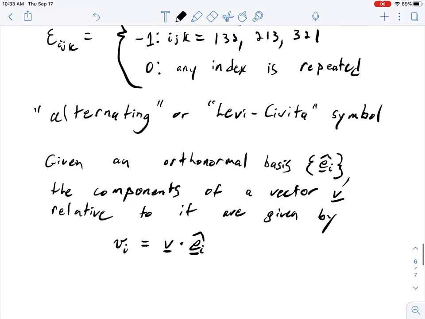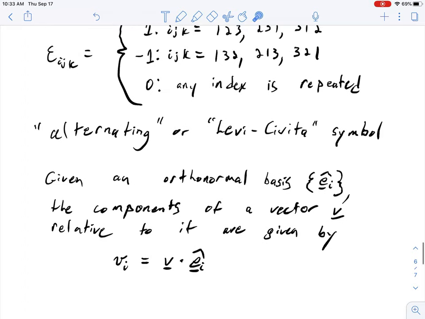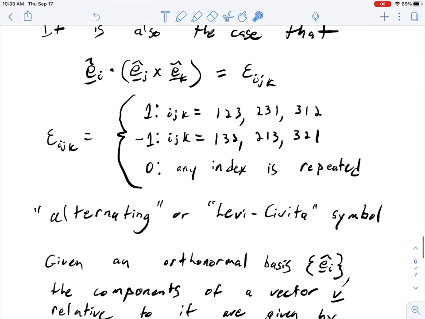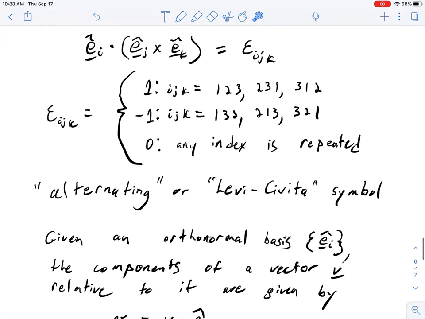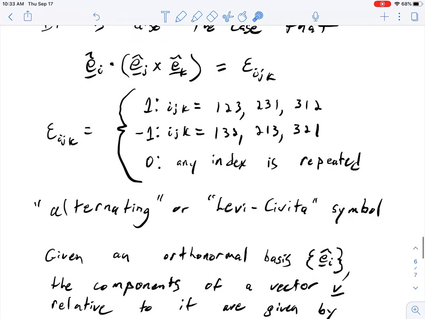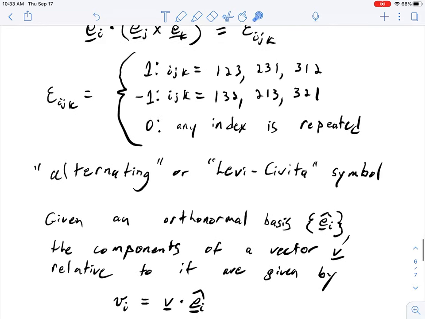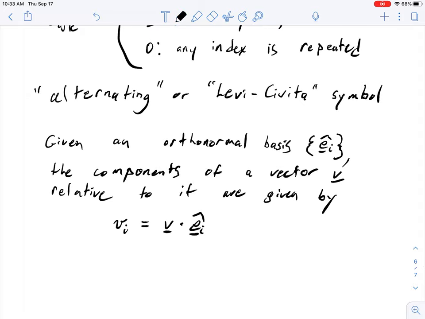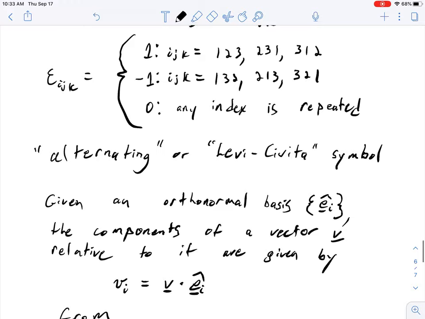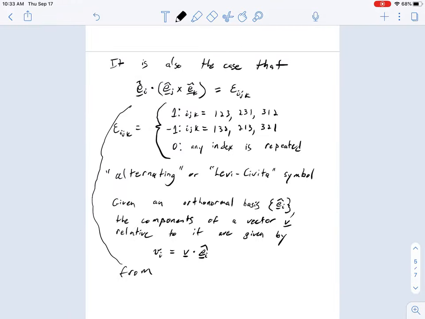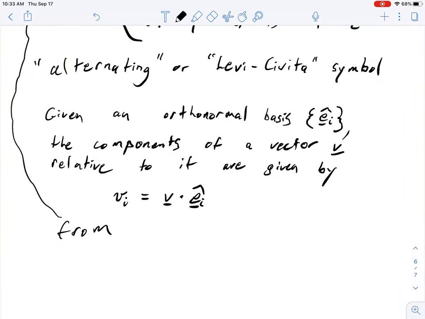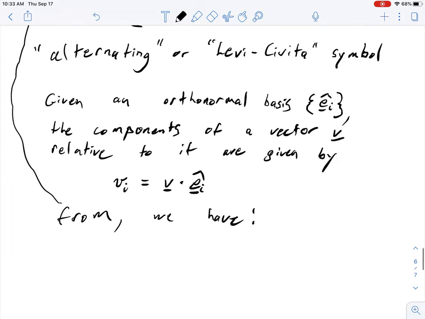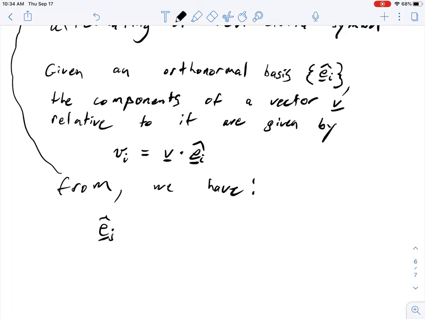So v_i, the ith component, is just equal to v dot e_i, like that. So from this relation for the scalar components, and looking up at this, we can see that the ith component of e_j cross e_k is epsilon ijk. So e_j cross e_k is equal to epsilon ijk e_i.